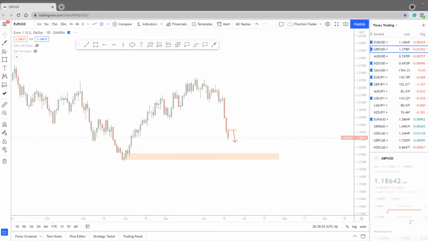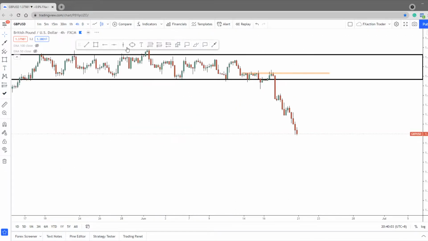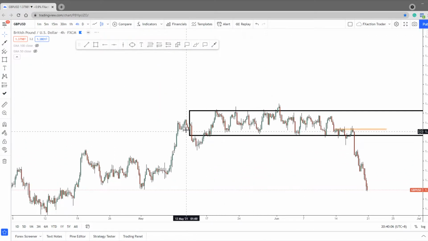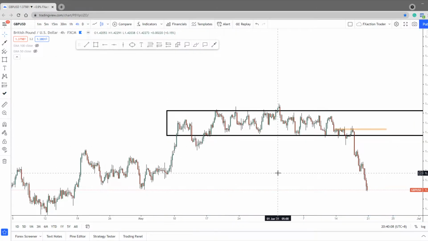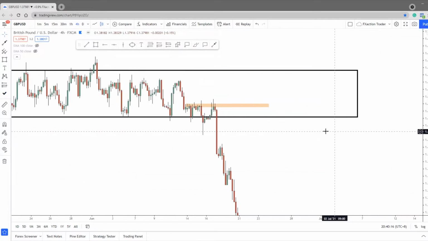So let us jump into Pound Dollar. On Pound Dollar, the same thing on the daily chart. We can see that the selling momentum is very strong. And on H4, we can see that the sideways structure has finally been broken after two to three weeks of ranging period.